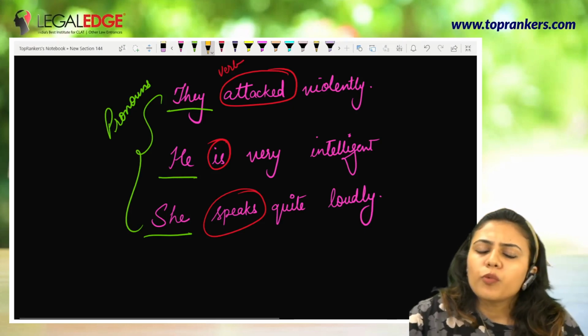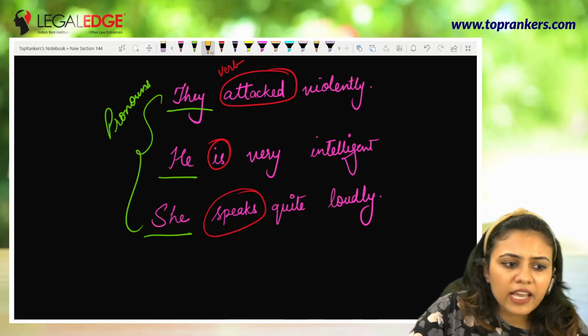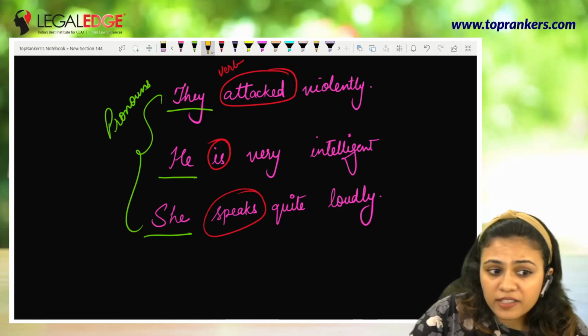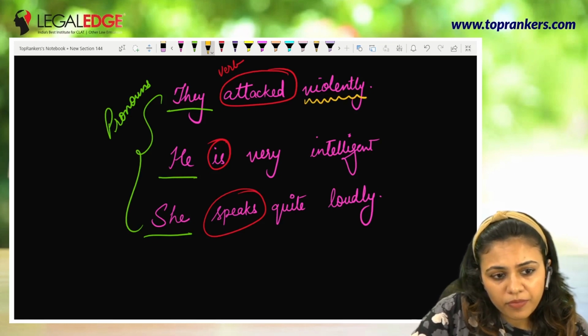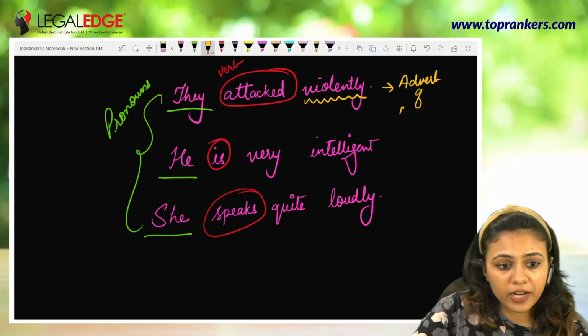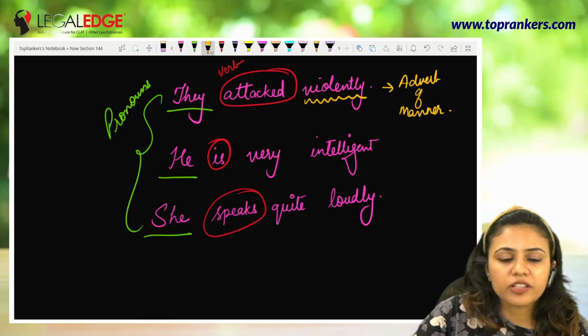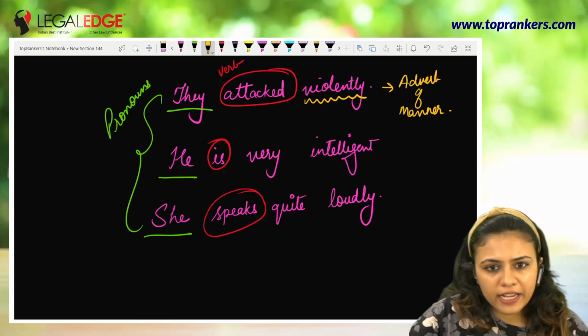Then what did I tell you about ly words? तो ly words क्या होते हैं? वो किस तरीके से अटैक किया? How did they attack? How का आंसर कौन देता है? Adverb of manner, right? तो पहला तो हमें समझ में आ गया कि ये वर्ब की विशेषता बता रहा है. Now let's see the second example.